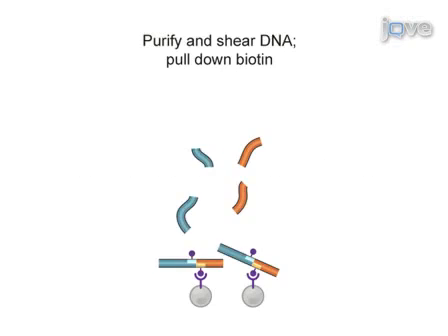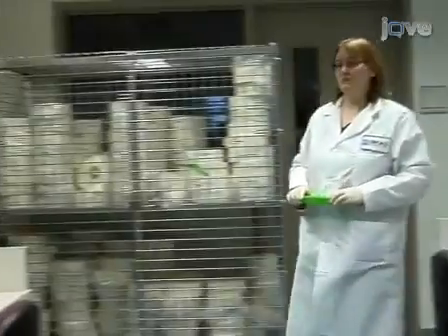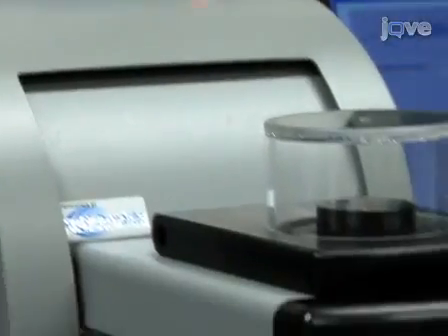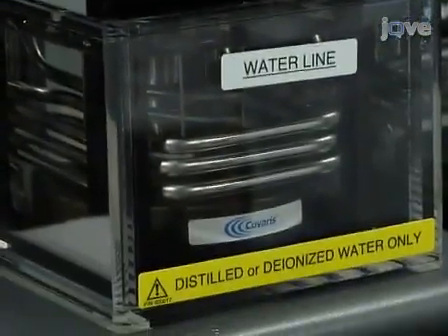To make the biotin-labeled DNA suitable for high-throughput sequencing, the DNA must be sheared to a size of 300 to 500 base pairs with a Covaris S2 instrument.